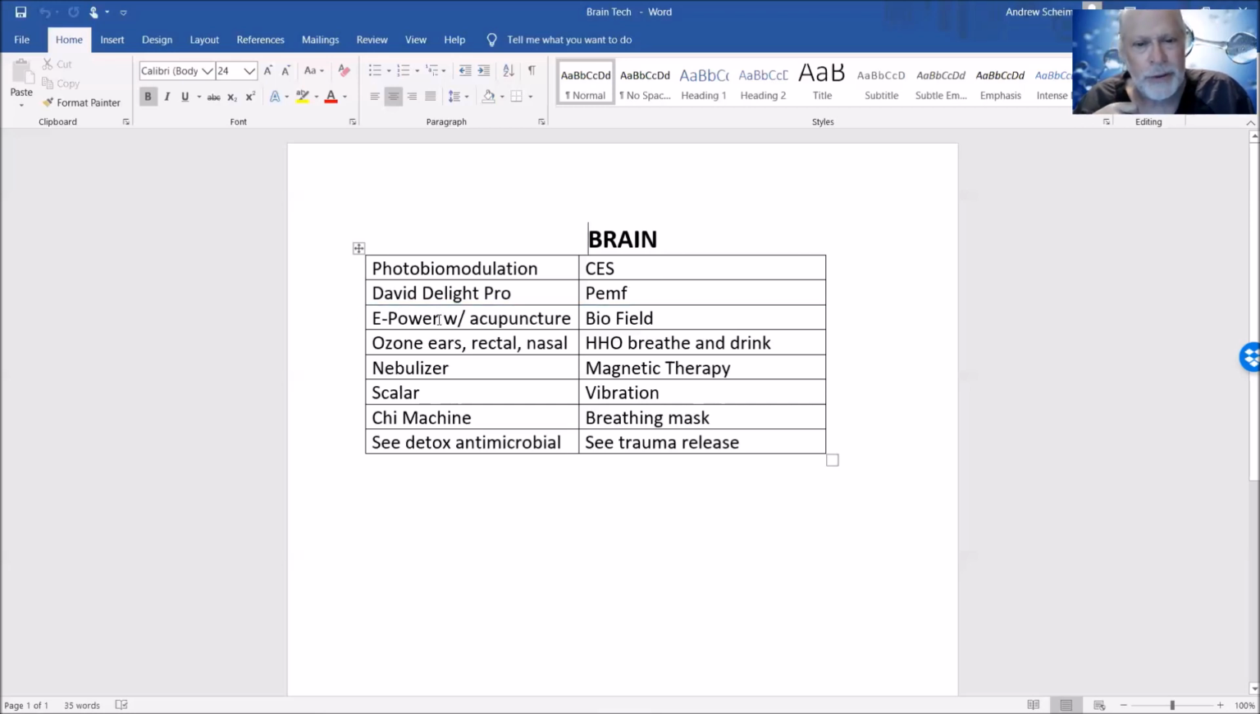E-Power with electroacupuncture. The E-Power machine is very simply, I call it positive electrocution. It's a huge electrical field. I describe it as sitting in a cloud during a lightning storm. You don't get electrocuted, but you get this huge ionic field. And acupuncture, very powerful. I do this in my practice.